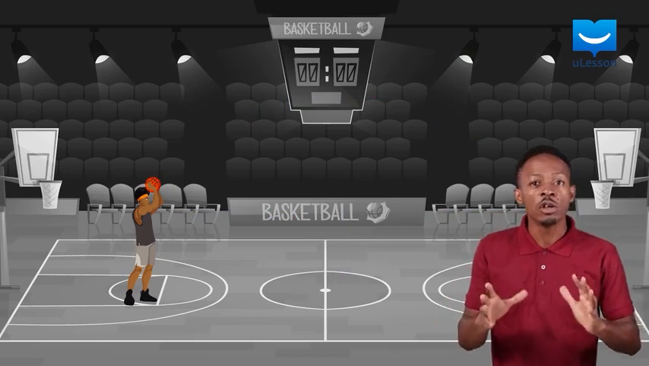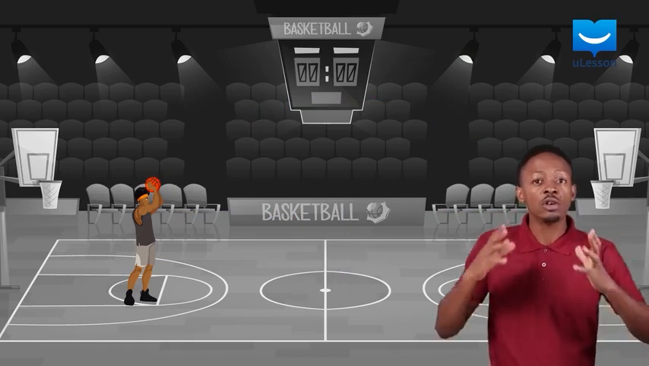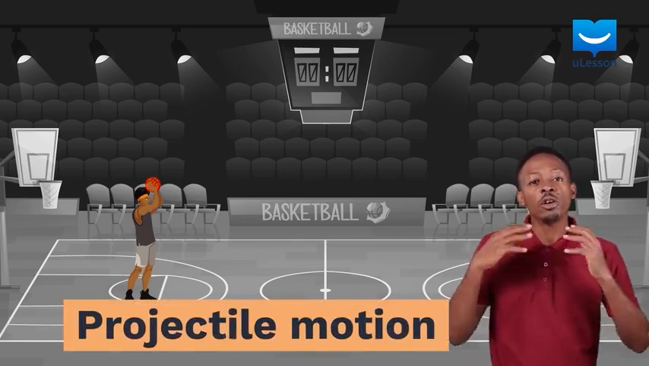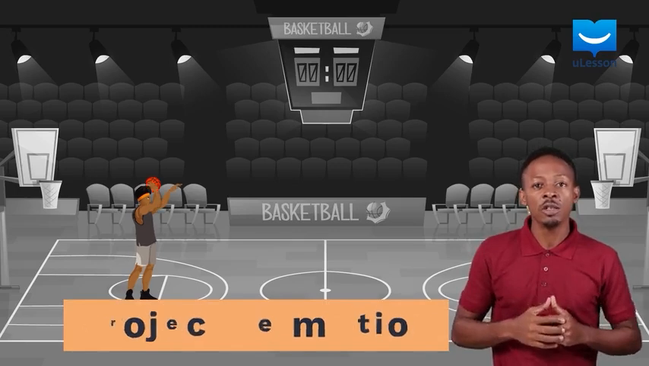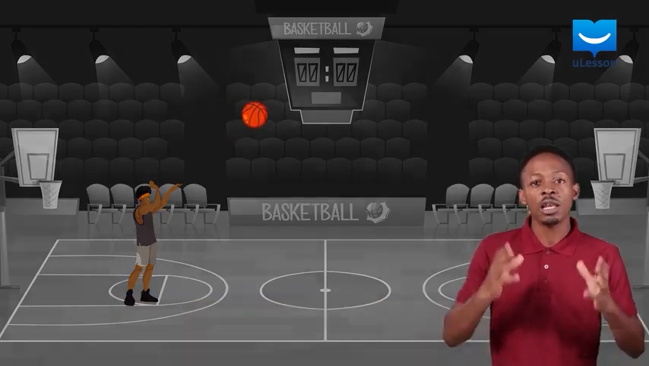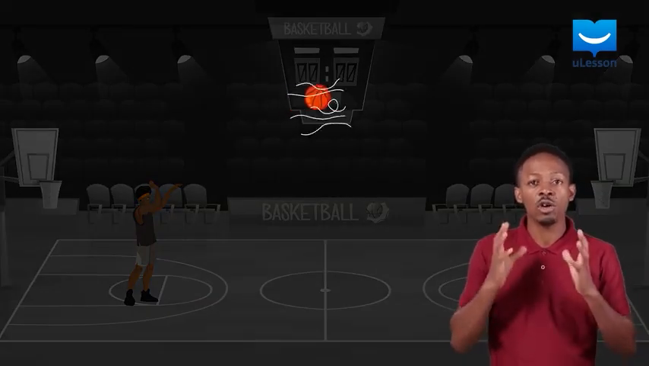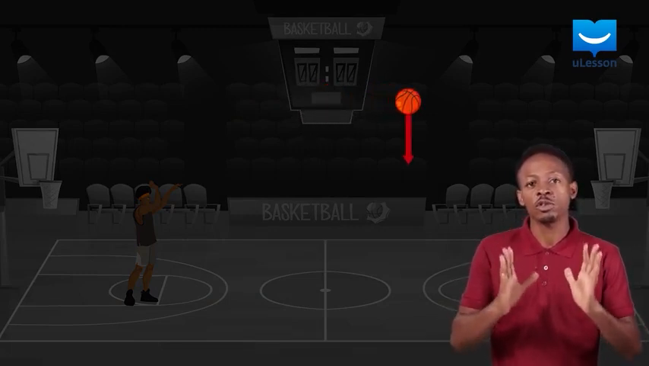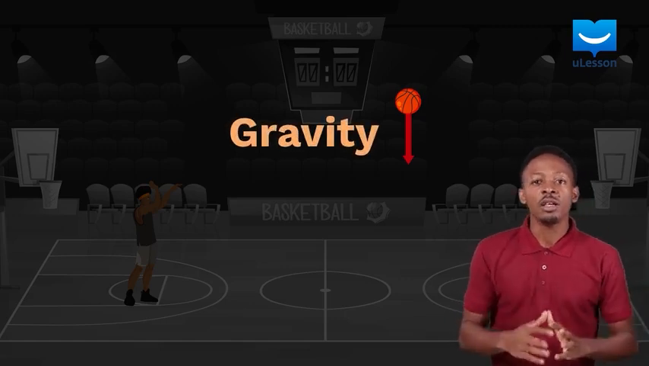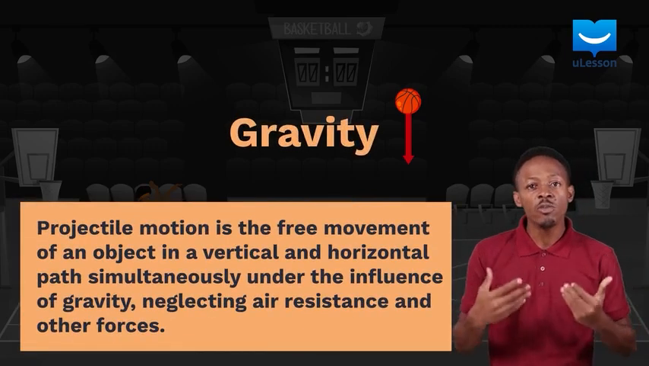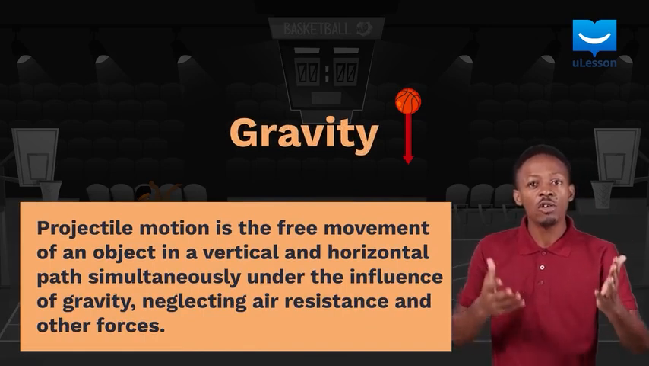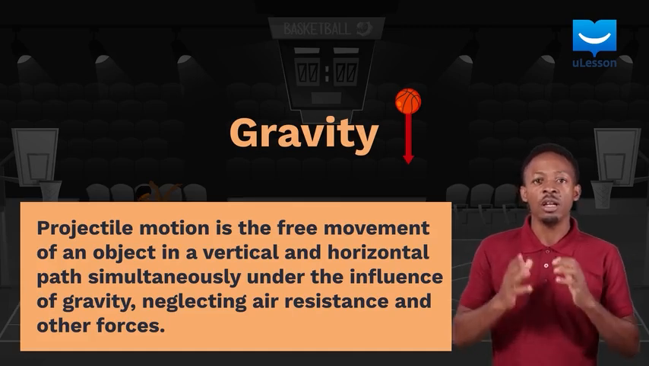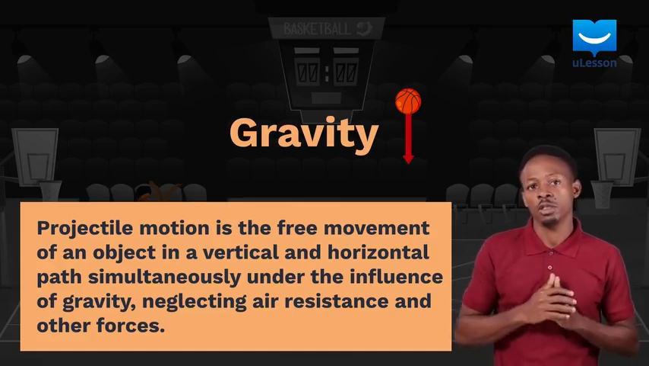Now, this type of motion, where an object travels vertically and horizontally at the same time, is called projectile motion. For easier calculations and for better understanding, we usually neglect other forces like air resistance that could be acting on an object moving in a projectile path, and therefore we only account for the force of gravity. We can say that projectile motion is the free movement of an object in a vertical and horizontal path simultaneously under the influence of gravity, neglecting air resistance and other forces.